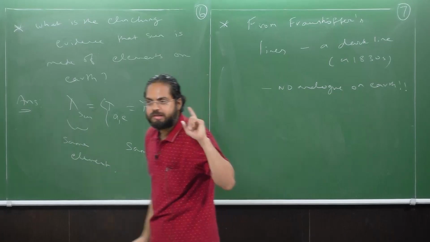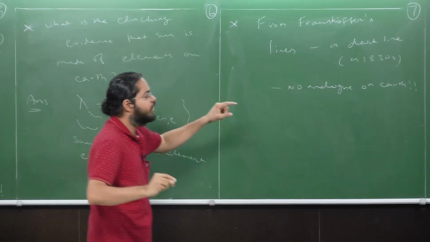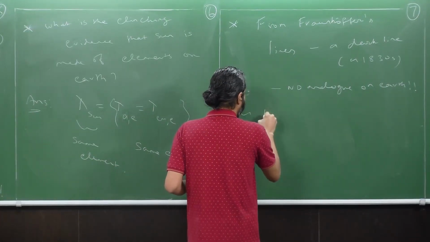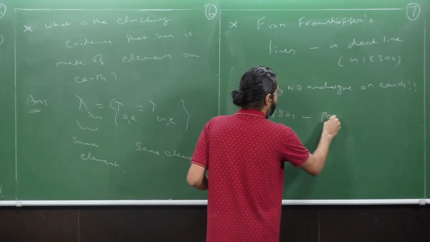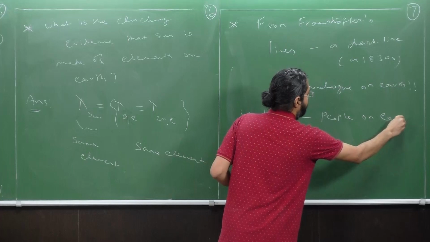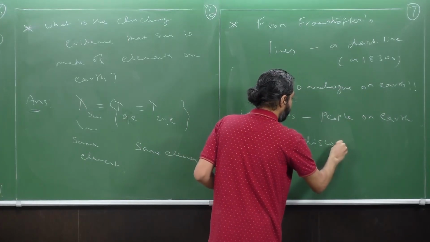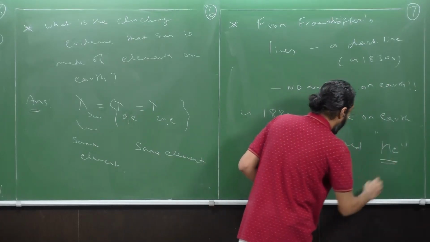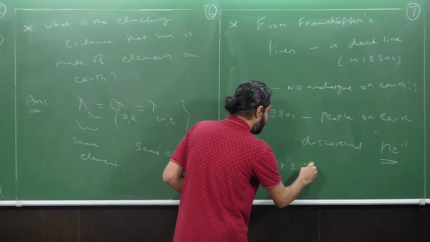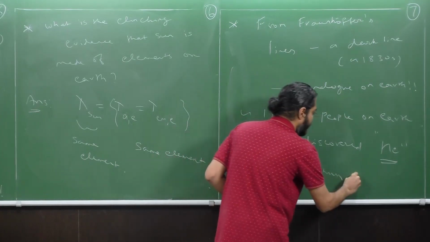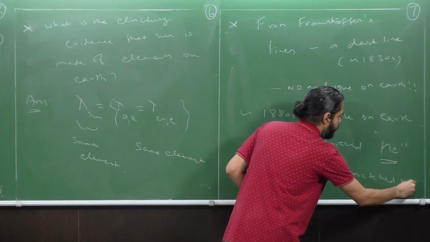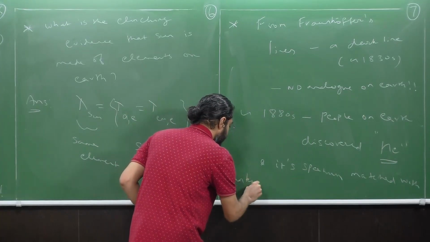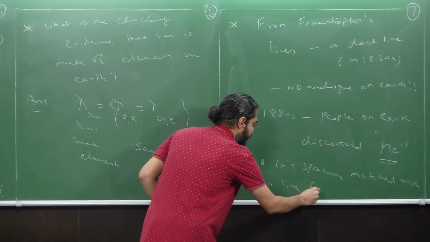So what could this celestial mysterious species be? People had to wait for approximately 50 years, until around the 1880s, I believe by William Ramsay, when people on Earth discovered a new element called helium, and its spectrum matched exactly with the unknown line from the sun.